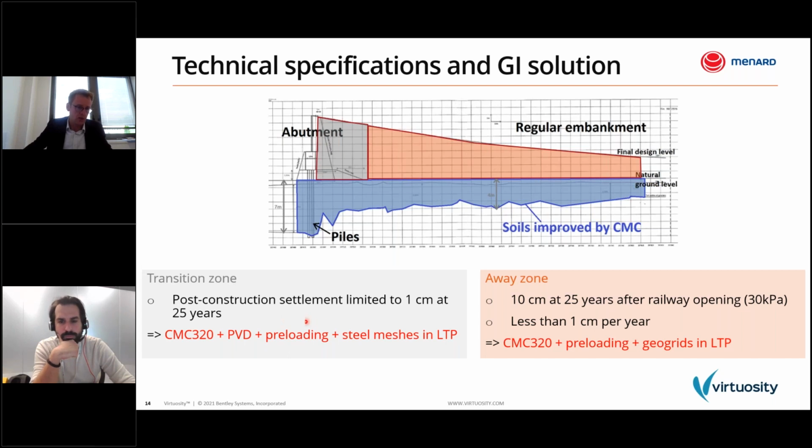So we also designed rigid inclusions with this diameter, 320. It was combined with prefabricated vertical drains plus preloading. The idea was to generate as much settlement as possible during the construction to limit the post-construction settlement. And because the embankment was high, it creates quite significant lateral loading. So to limit the lateral movement, the load transfer platform was reinforced by steel meshes.